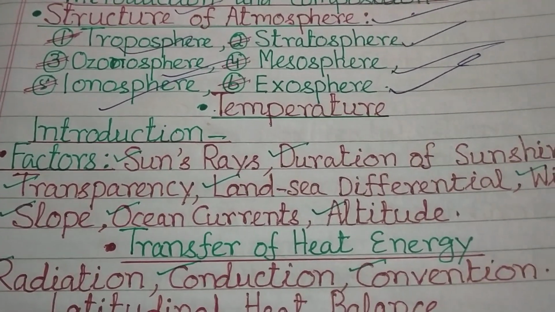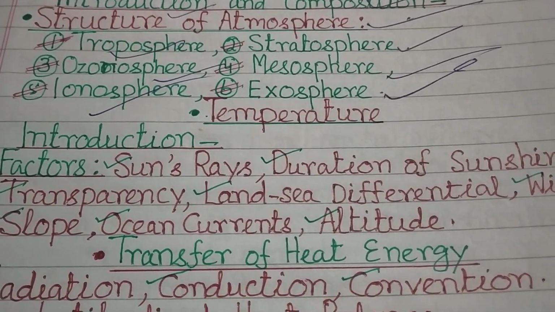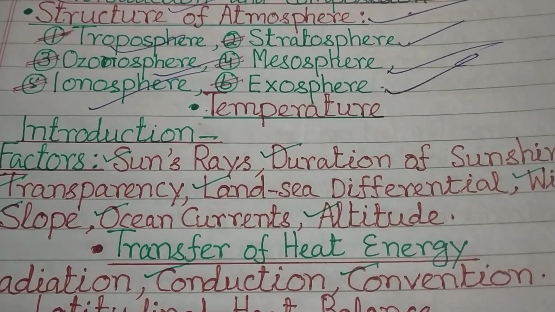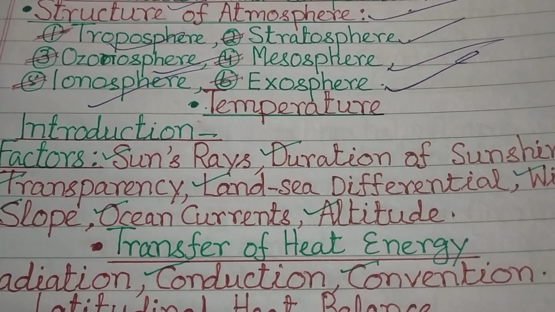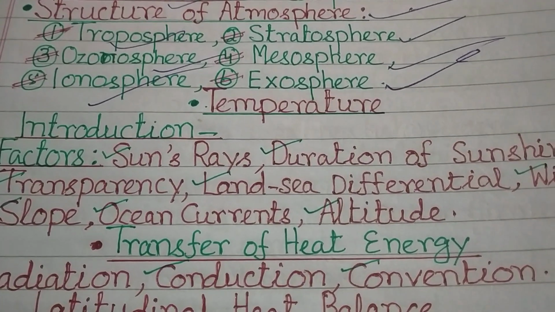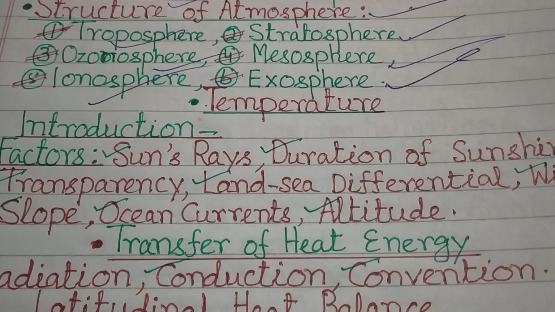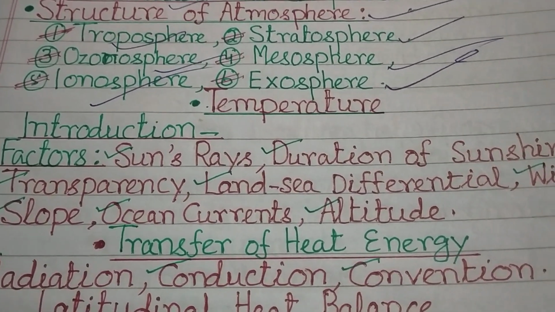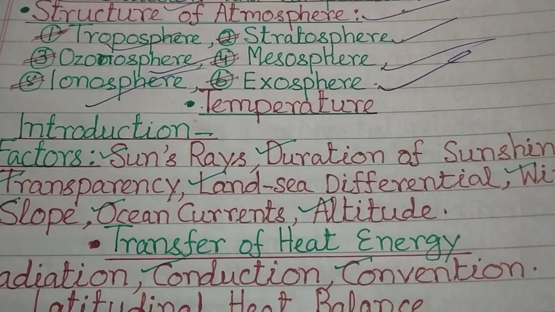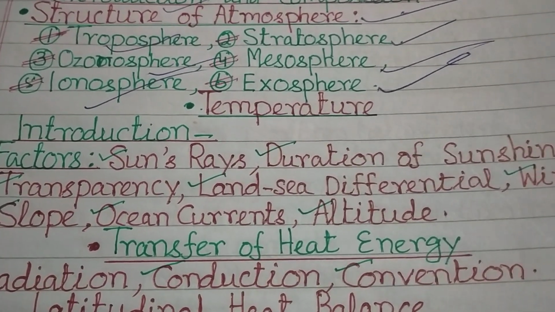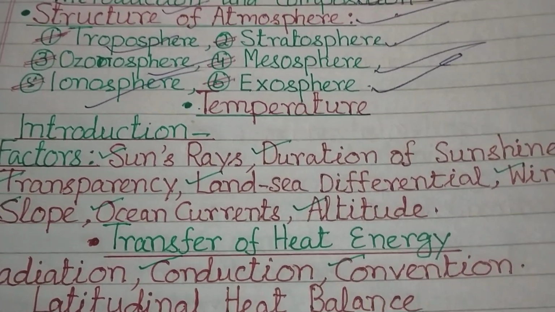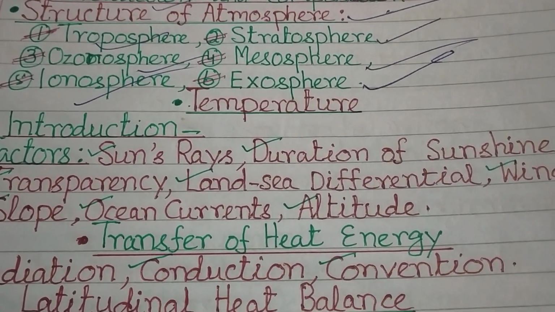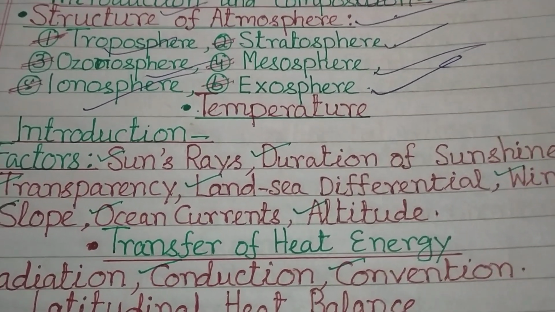Now we'll go to the fourth structure of the atmosphere, and that is the mesosphere. This is an intermediate layer beyond the ozone layer and continues up to an altitude of 80 kilometers from the Earth's surface. The temperature gradually falls to minus 100 degrees centigrade at 80 kilometer altitude.